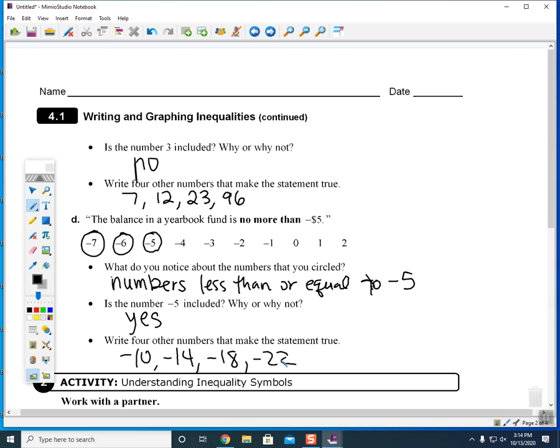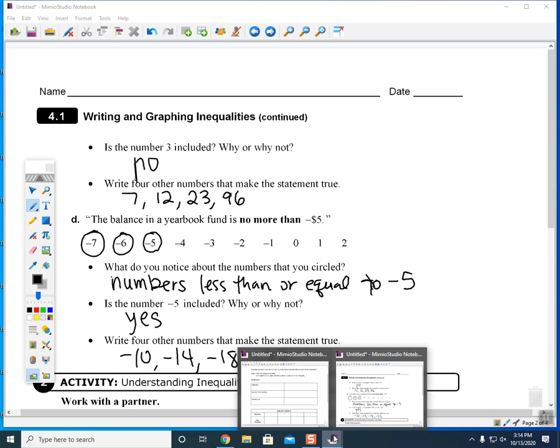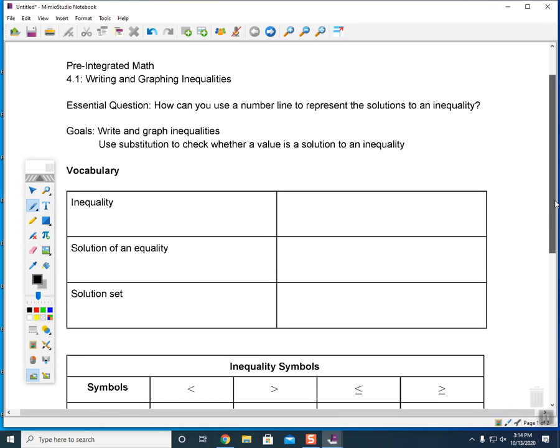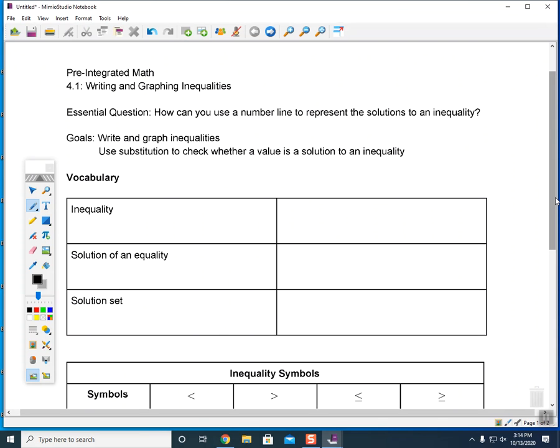Okay, we're going to stop with this worksheet for now, and then we're going to move on to some notes. So take out this note sheet. Pause this video if you need to in order to open it up. So we're writing and graphing inequalities. That's our focus right now. We just had a little bit of an introduction to some inequalities, and now we're going to dive into what they actually are.